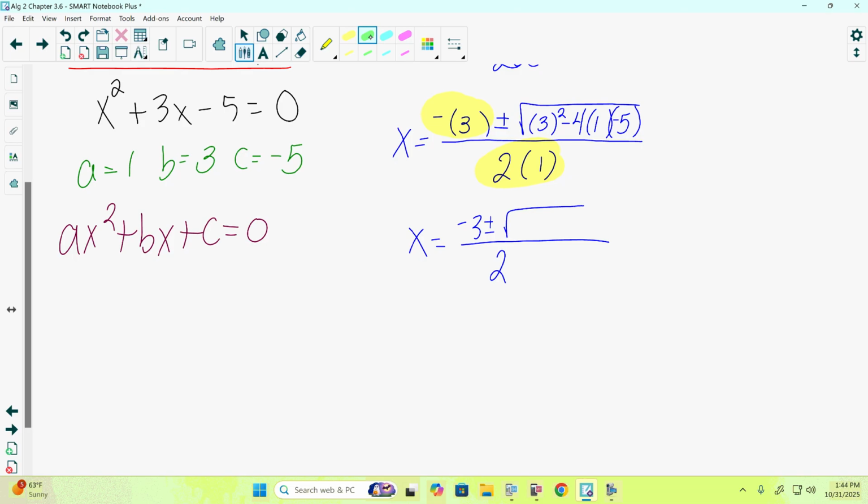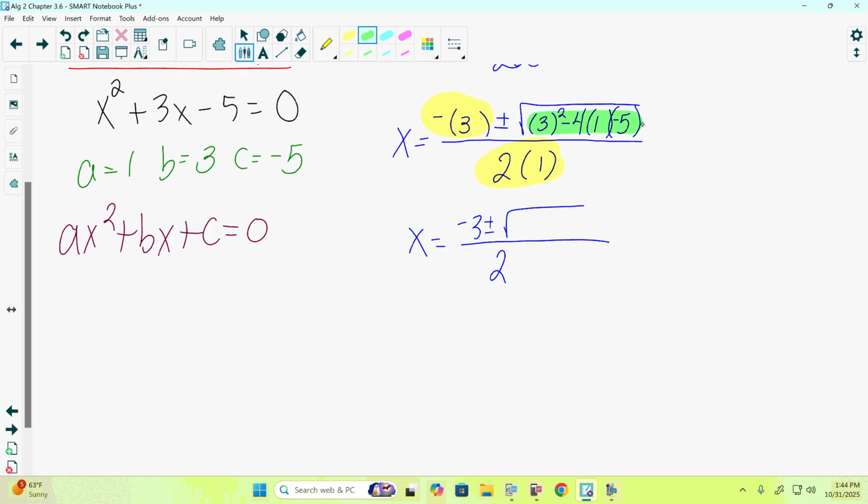Questions on what we've done so far? Now we're going to tackle the square root. When I do this, I think the best practice, especially if we have a calculator. If we don't have a calculator, we're going to do it part by part. We would do the 3 squared first and get 9.